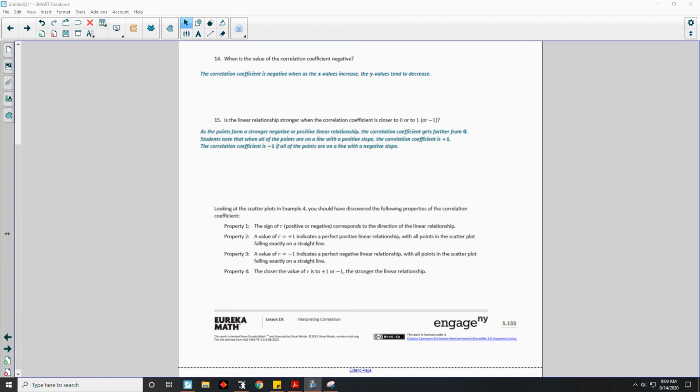All right, looking at the scatter plots in example 4, you should have discovered the following properties of the correlation coefficient. Property 1, the sign of r, positive or negative, corresponds to the direction of the linear relationship. Property 2, the value of r equaling +1 indicates a perfect positive linear relationship with all points in the scatter plot falling exactly on a straight line. Property 3, a value of r equaling -1 indicates a perfect negative linear relationship with all points in the scatter plot falling exactly on a straight line. And property 4, the closer the value of r is to +1 or -1, the stronger the relationship is.